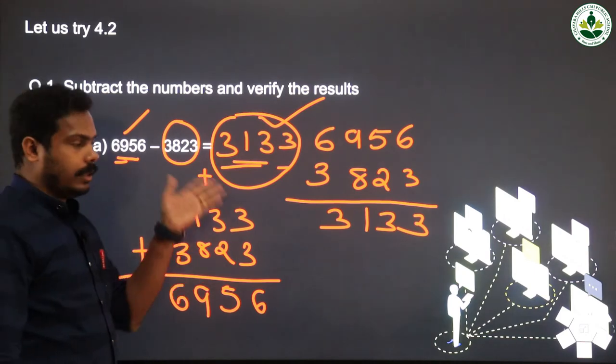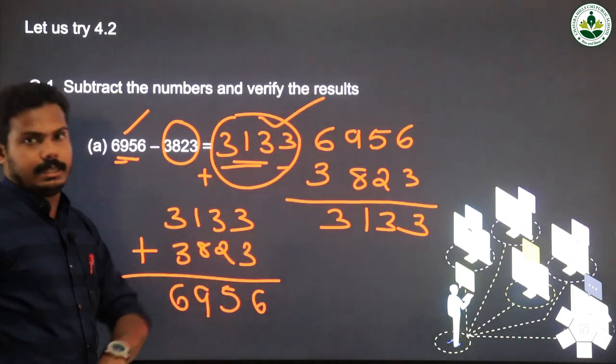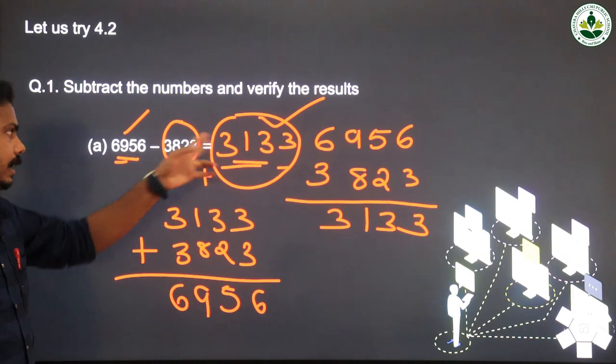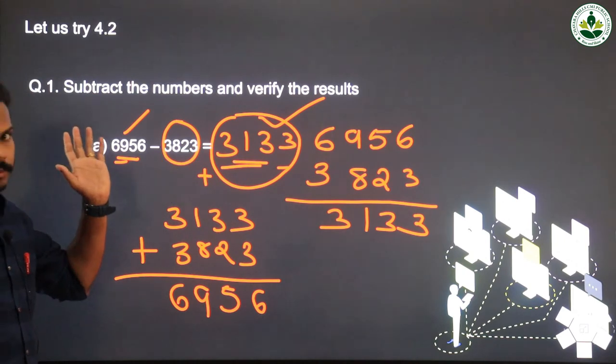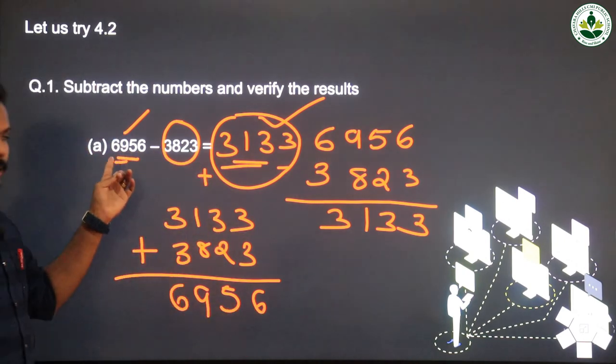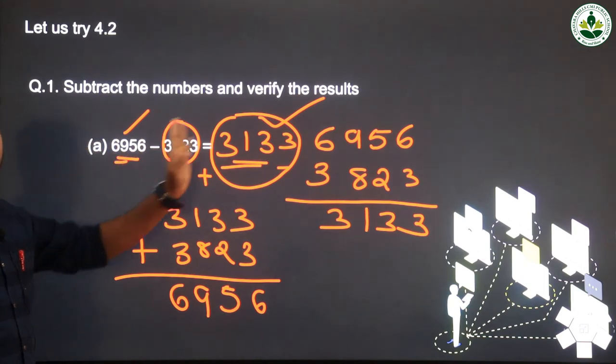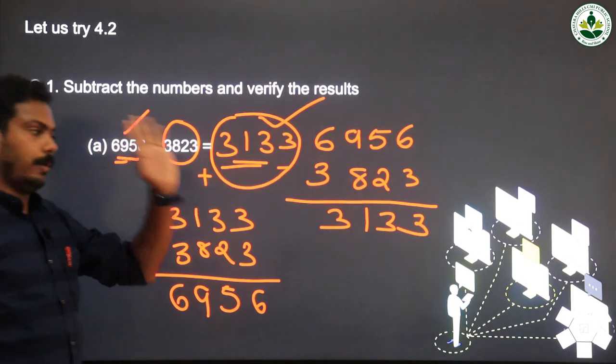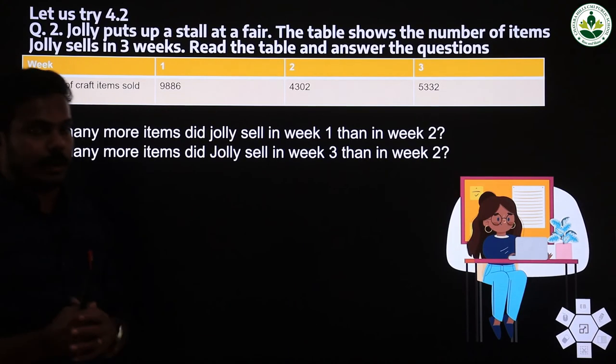For verifying, first find the result, then add the result and the second number. If you get the first number, then it is correct. Otherwise, our calculation is wrong. Now we can discuss some word problems.